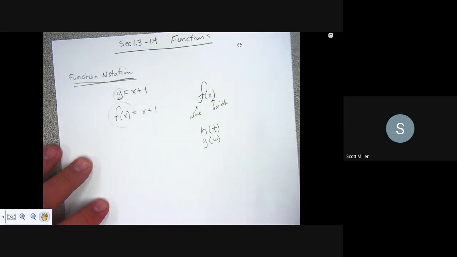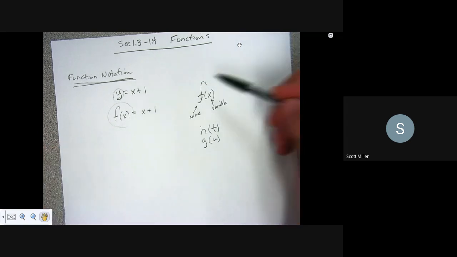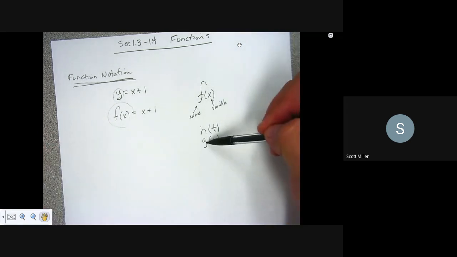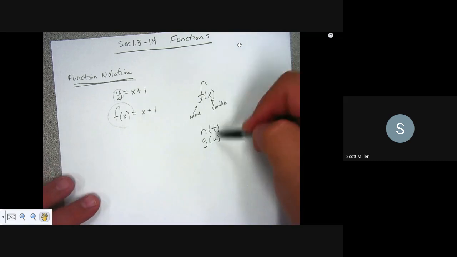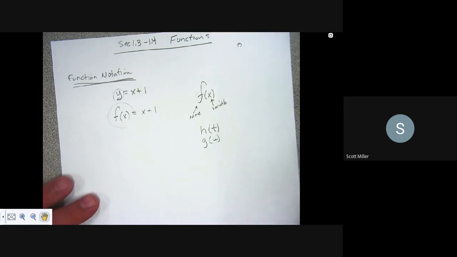They don't always have to be f and x and stuff like that. Now, normally what we do is we start with the function f. The most common ones used are f, then g, then h. But you can use any letter to represent a function. Any letter, okay? And you can use any letter to represent a variable. Just don't use the same one twice.